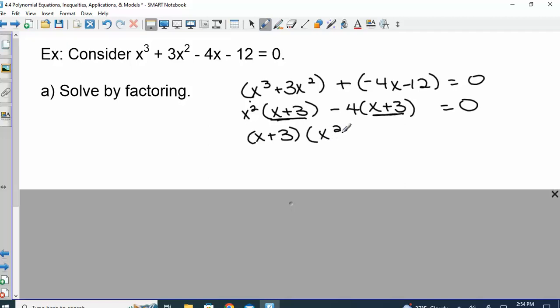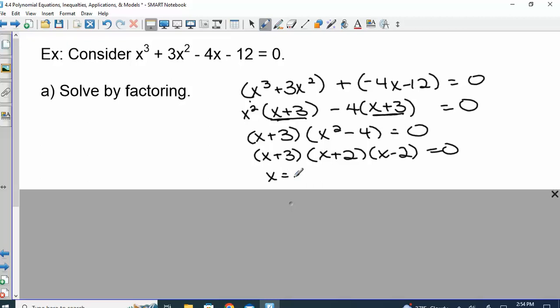X squared minus 4. And then what would you do? Factor that. How does x squared minus 4 factor? Okay. So what are my actual solutions? Negative 3, positive 2, negative 2.